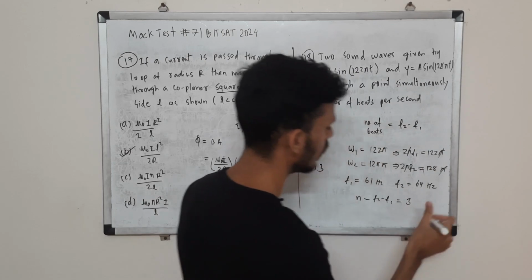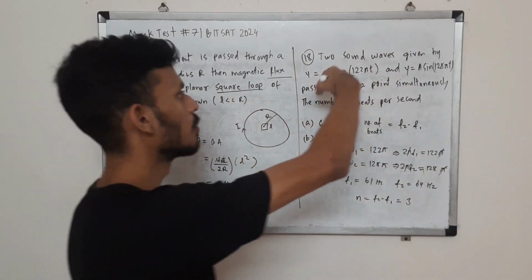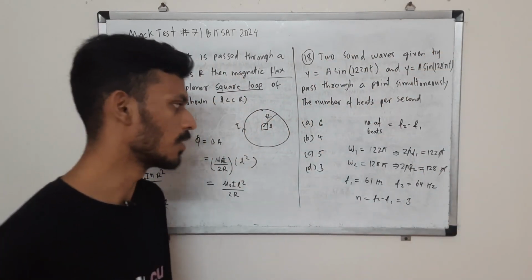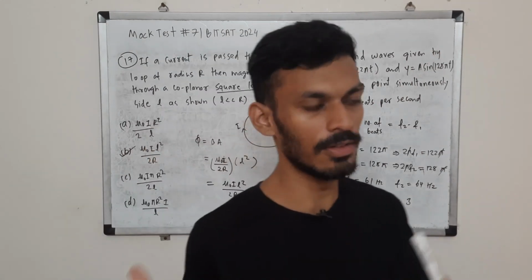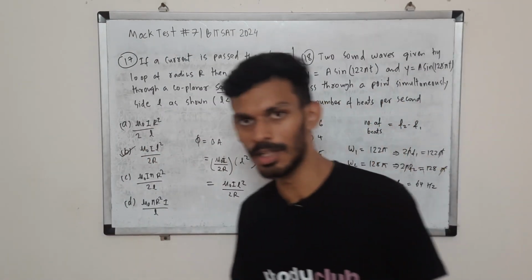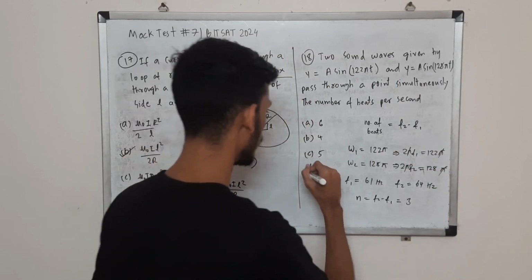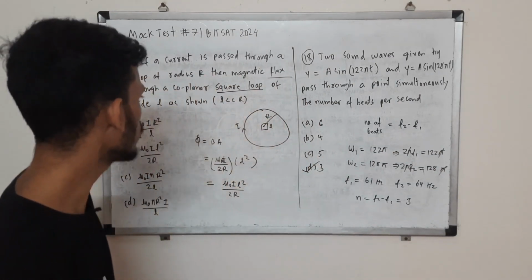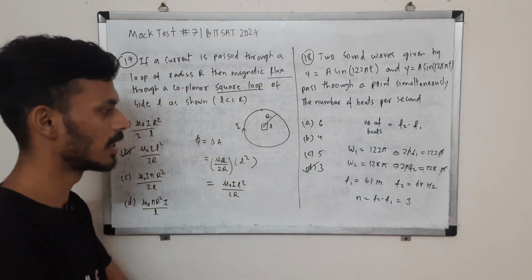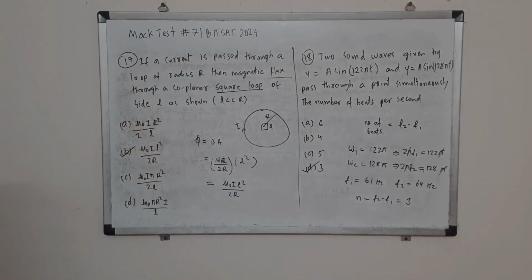If you had taken this as omega 2 and that as omega 1, no worries. You just have to take bigger frequency minus smaller frequency, that will give you the number of beats. The number of beats is 3 over here, option D. So that's about these two questions. Over to the next question.